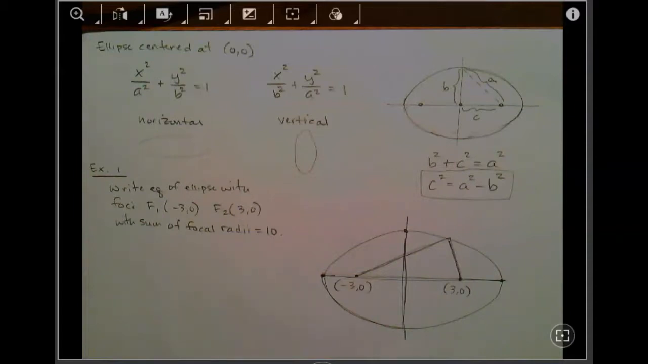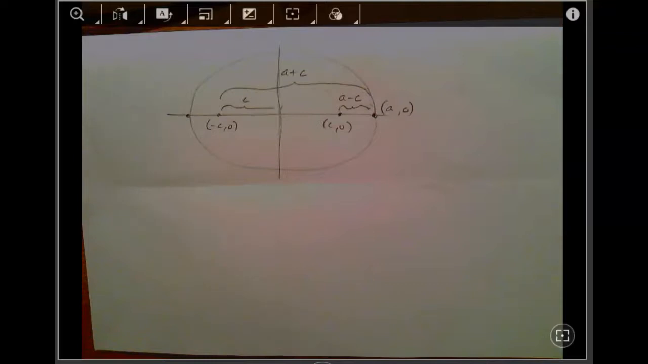No matter where I pick a point, if I pick a point down here, this distance plus this distance will always be 10. And as mentioned in the previous video as well, we know that that set distance that defines the ellipse is always equal to 2a. So here's an explanation of why that set distance is equal to 2a.